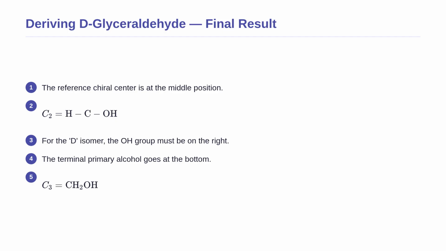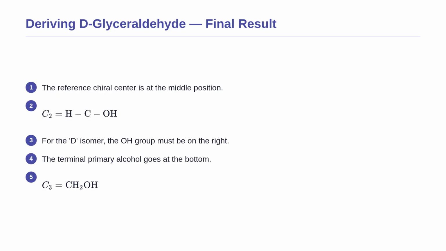Continuing our derivation, we move to the middle and bottom positions. Carbon 2 is our central chiral carbon, which is the heart of the Fischer projection, where the horizontal and vertical lines intersect. Because we are specifically drawing the D isomer of this sugar, we must place the hydroxyl group on the right side of the cross. Consequently, the hydrogen atom is placed on the left side.